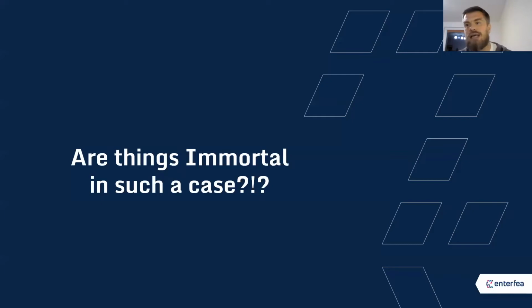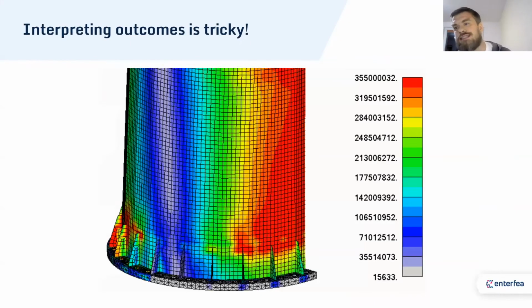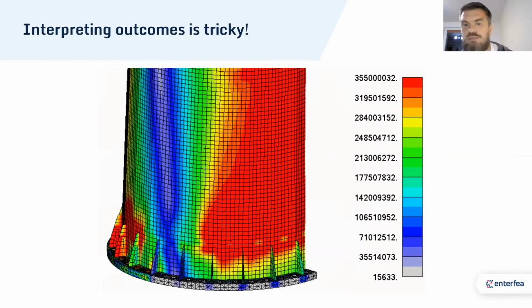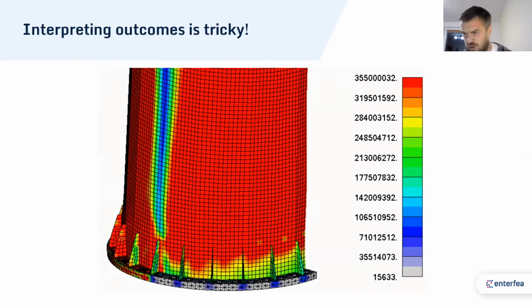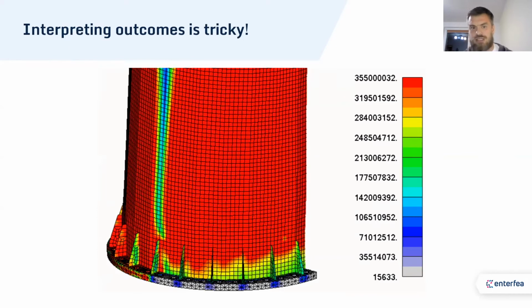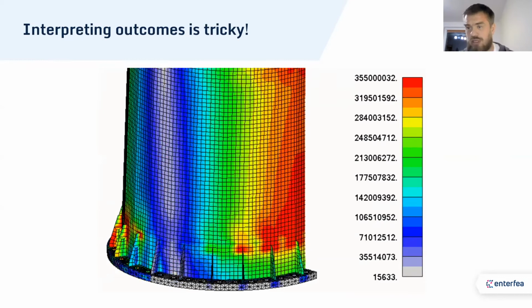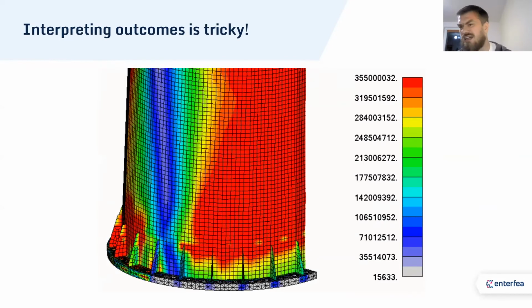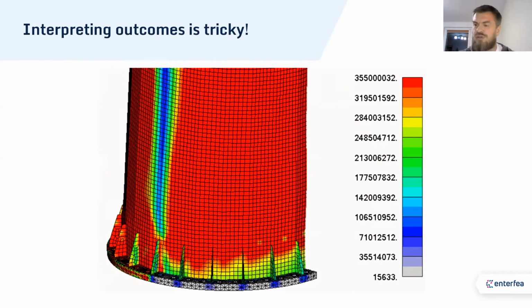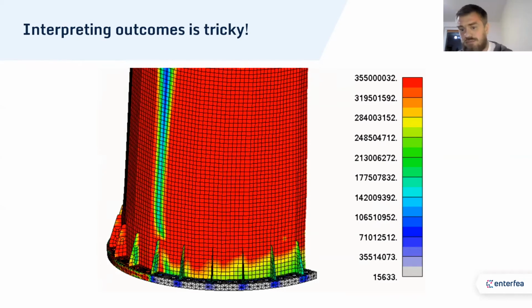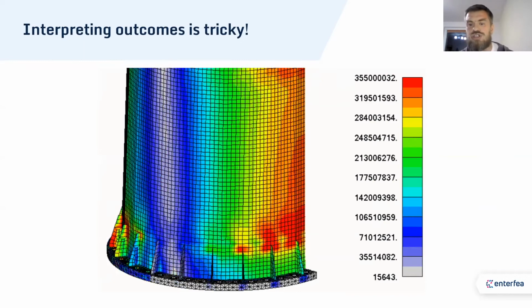But then there is one more thing, and we have to go back to the question of, are things immortal? Because if I would show you strains in this model, I can promise you that those will be below 1%. Every code that I know of allows more plastic strains in a steel structure, like a structural steel. And you clearly see that something is wrong. Can you really yield everything before you say it failed? And the difference is with nonlinear geometry.